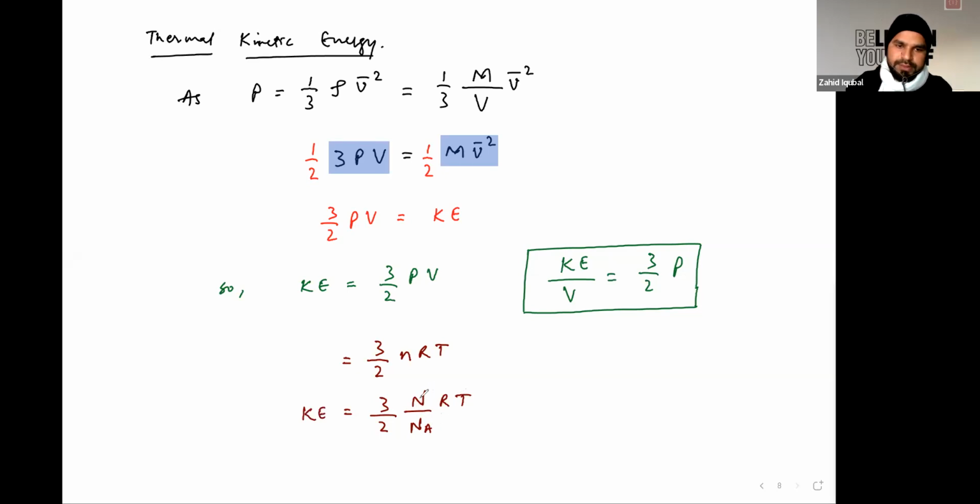Now move this N towards the left side. So you'll get kinetic energy divided by number of particles equals 3/2, next is R by Na, multiplied by T. This quantity R by Na is also called Kb, that is the Boltzmann constant.